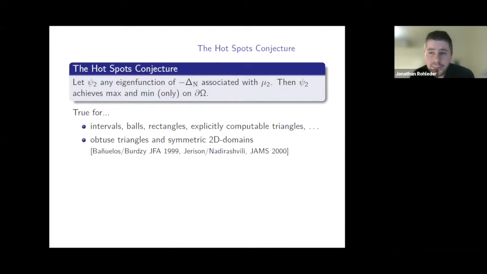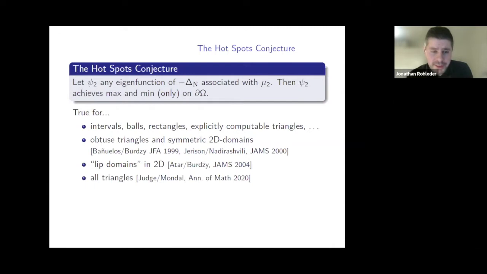Let me summarize a little bit the history of partial solutions to the problem. So obtuse triangles and symmetric 2D domains were covered by Banuelos and Burdzy, and by Jerison and Nadirashvili for certain not necessarily convex domains with 2 axes of symmetry. Even before Burdzy and co-authors came up with the full class of lip domains. Most of the somehow non-trivial results are in 2 dimensions, one has to say.